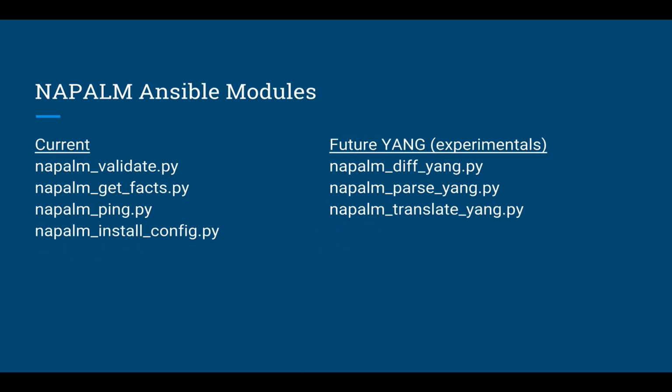Now, what NAPALM Ansible modules do we have? We have NAPALM ping for executing a ping from the device. We have NAPALM get facts for retrieving various getter information, including facts about the device itself. We have a NAPALM validate module that verifies certain information given an external definitions file, and you'll see that more when we dive into it. And then we have a way of doing some configuration operations using NAPALM install config.